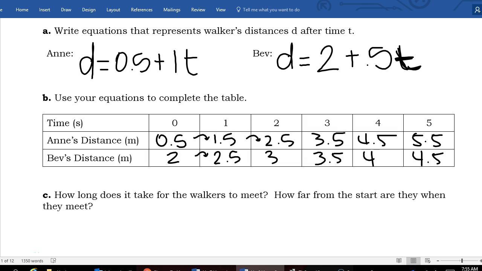Letter C is how long does it take for the walkers to meet and how far are they from the start when they meet. So we're going to go across this table and look for where our distances, our bottom 2 rows, show me the same value. And that happens right here. They are both at 3.5 meters after 3 seconds.